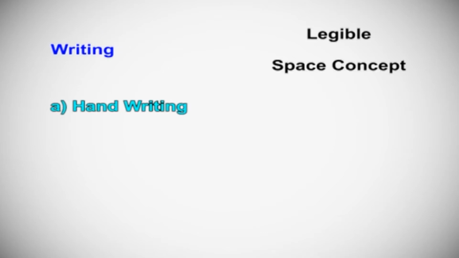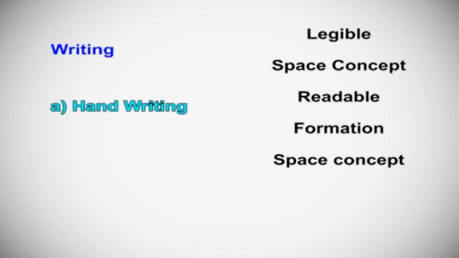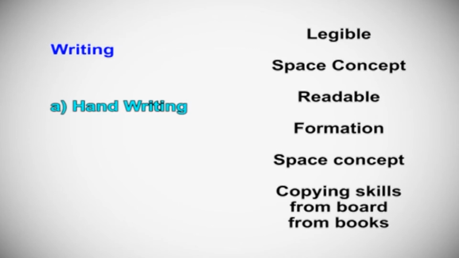The third area is writing. Here first we look at the handwriting. If it is legible, is there proper space concept? Is it readable? Is the formation correct? Is the space concept enough? Does the child have proper copying skills from board and from books? Once all these things are decided, we prepare the action plan to remediate which area has difficulty and which area has problems.